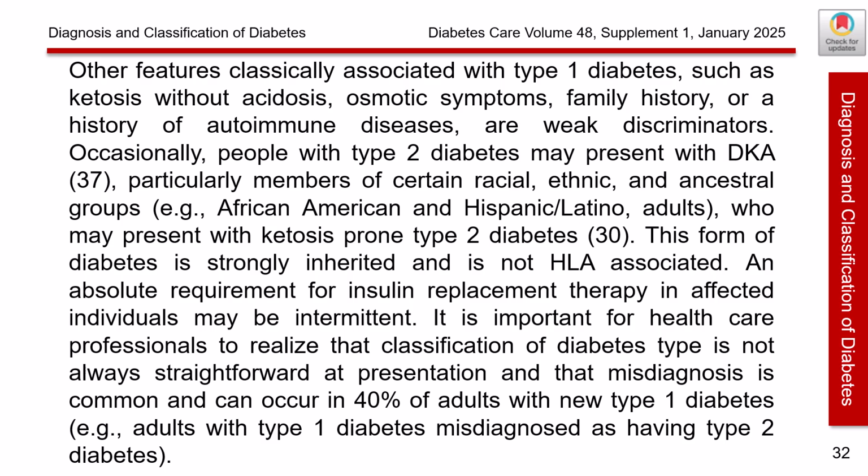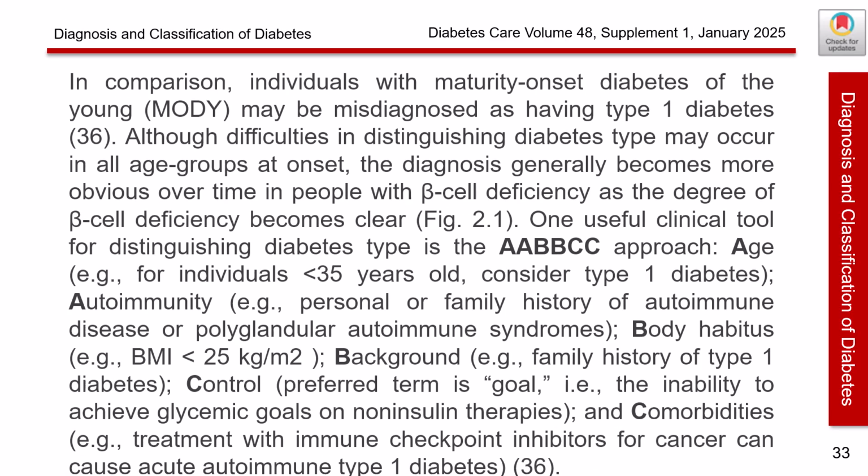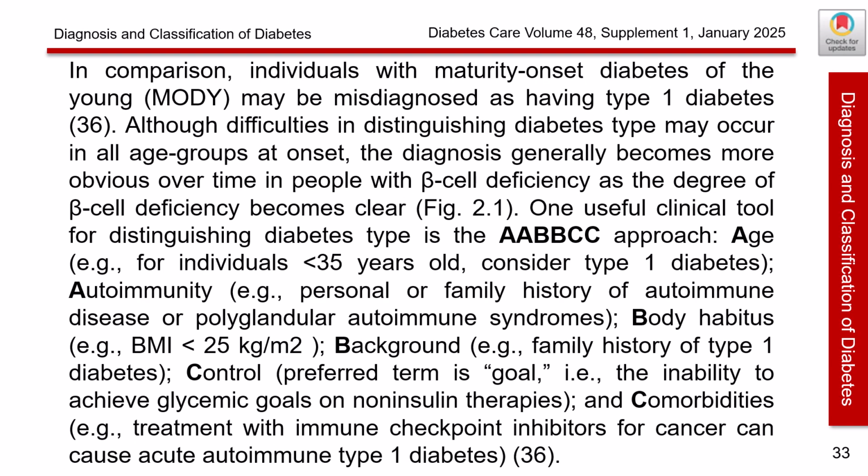It is important for healthcare professionals to realize that classification of diabetes type is not always straightforward at presentation, and that misdiagnosis is common and can occur in 40% of adults with new type 1 diabetes. For example, adults with type 1 diabetes misdiagnosed as having type 2 diabetes. In comparison, individuals with maturity-onset diabetes of the young, MODY, may be misdiagnosed as having type 1 diabetes. Although difficulties in distinguishing diabetes type may occur in all age groups at onset, the diagnosis generally becomes more obvious over time in people with beta cell deficiency as the degree of beta cell deficiency becomes clear.